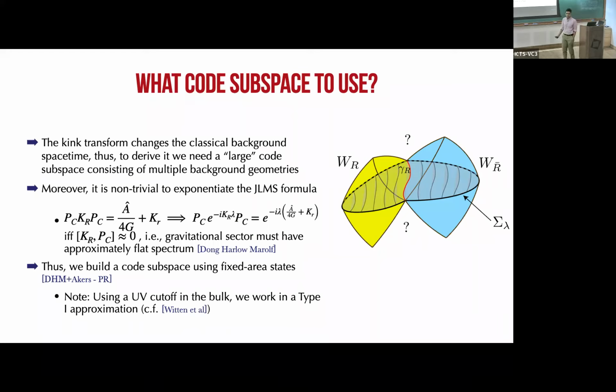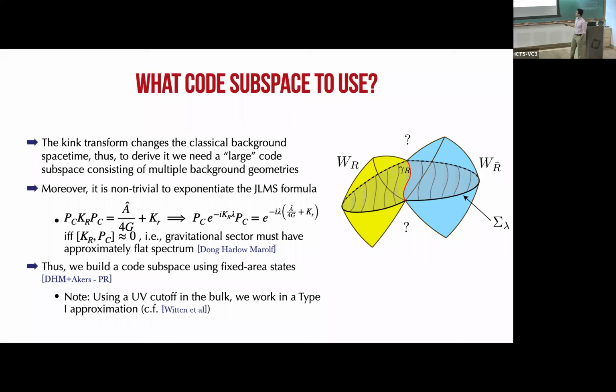And this is a context which is very different from the traditional error correction story. In the traditional error correction story, what you consider is one particular background and small perturbations on top of it. This is also what we usually do in QFT and curved spacetime, right? In this context, in order to derive anything of this form, we would need to include multiple background geometries where the area has different values, and so it has some non-trivial behavior in different spacetimes. So, moreover, it's actually non-trivial to exponentiate the JLMS formula.